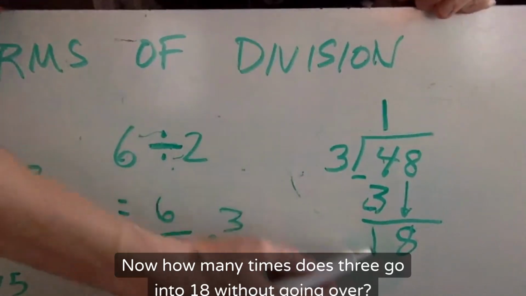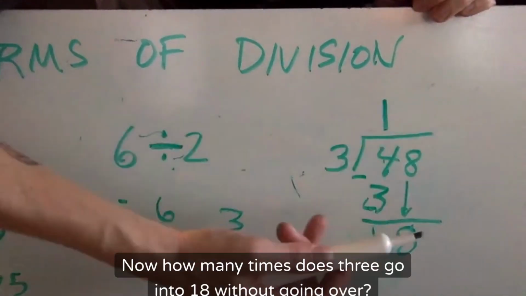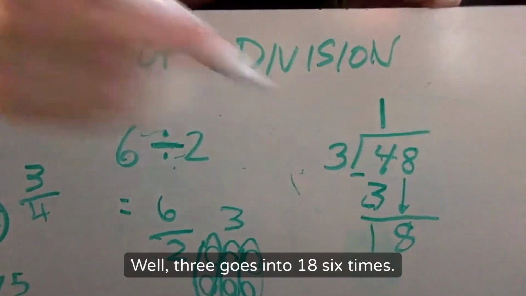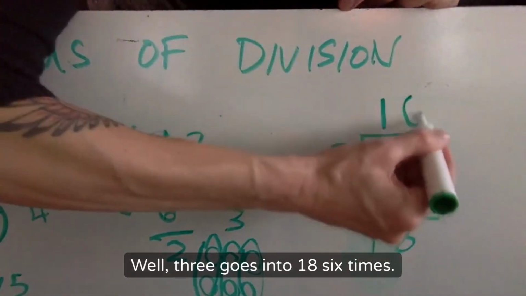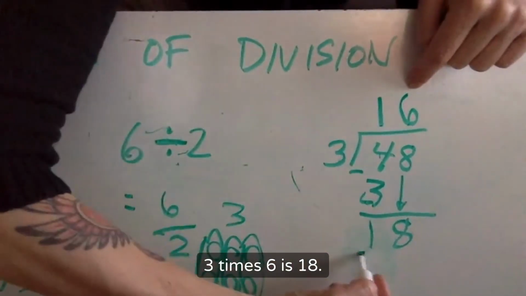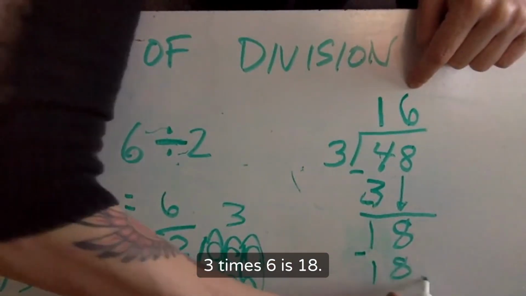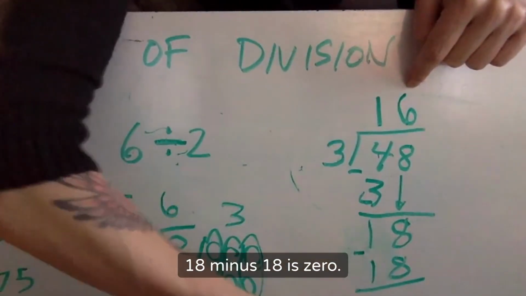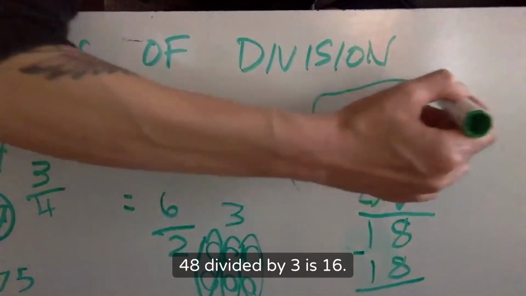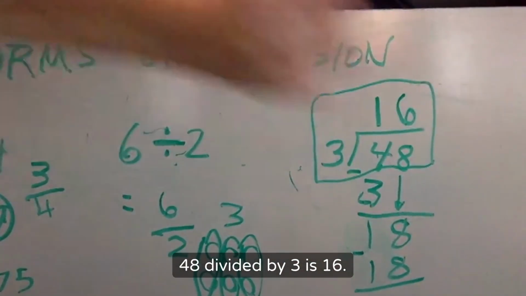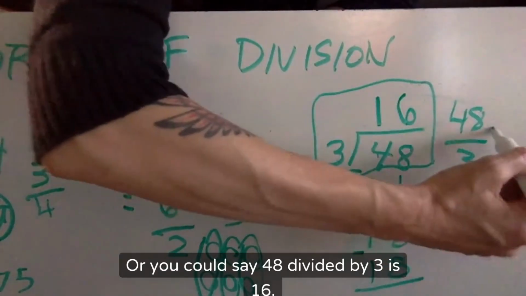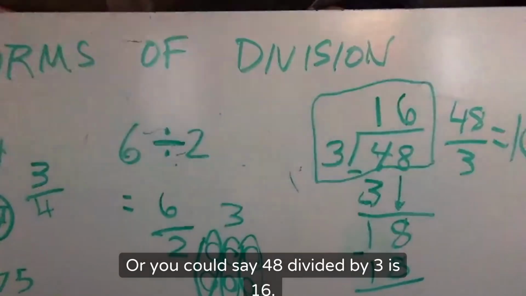Now, how many times does 3 go into 18 without going over? And again, this is knowing your times tables so you can know it quickly. Well, 3 goes into 18 6 times. You put the 6 up here. 3 times 6 is 18. 18 minus 18 is 0. That means you've reached the end. 48 divided by 3 is 16. Or you could say 48 divided by 3 is 16.